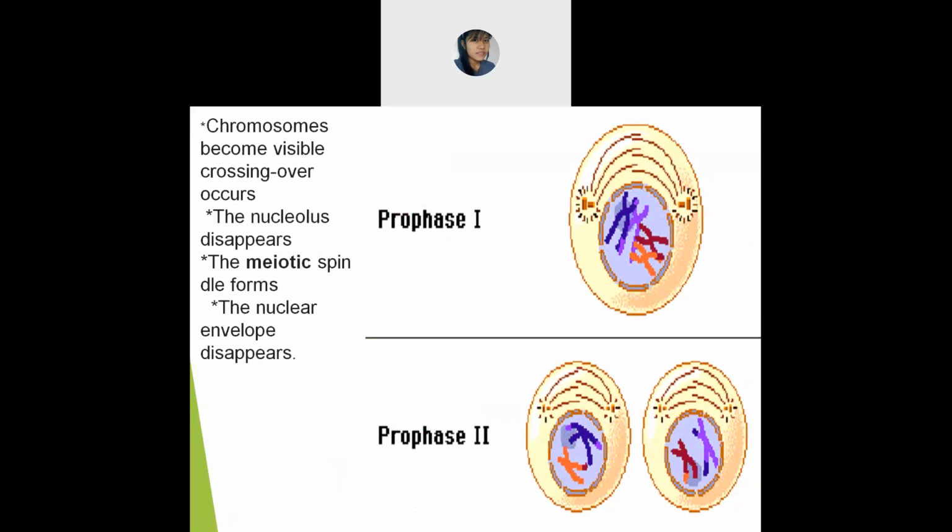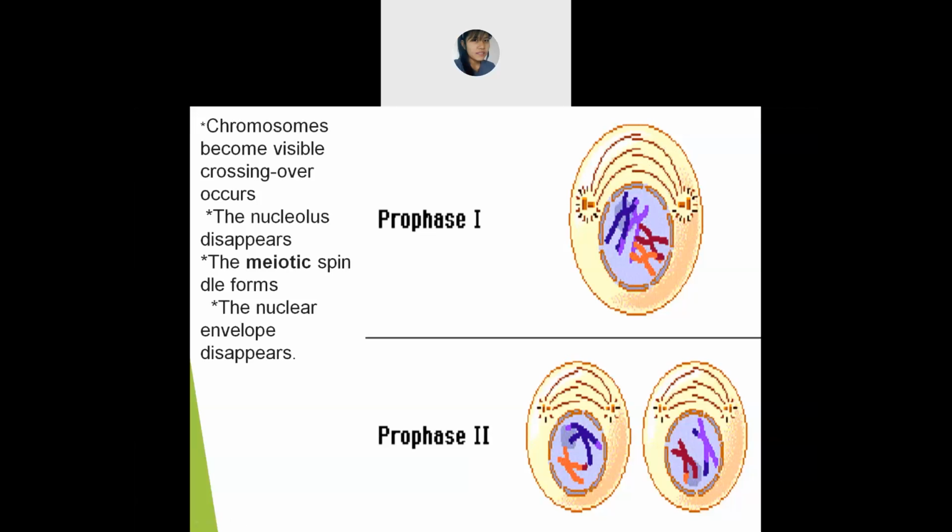And the next is, the nucleolus will also disappear. It won't appear anymore. And the meiotic spindle forms. This is known as the spindle or spindle fibers. And the nuclear envelope also disappears. In prophase 1, all these things will happen. Are you clear? Crossing over will happen. Crossing over means the two chromosomes meet each other. And these spindle fibers also will form. So these are the things you'll get in prophase 1.